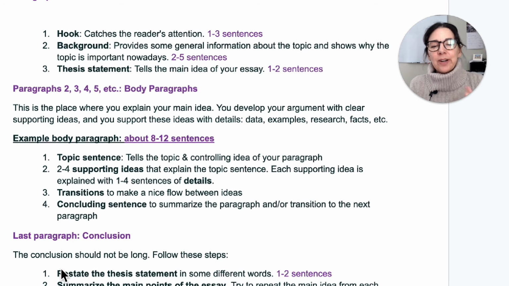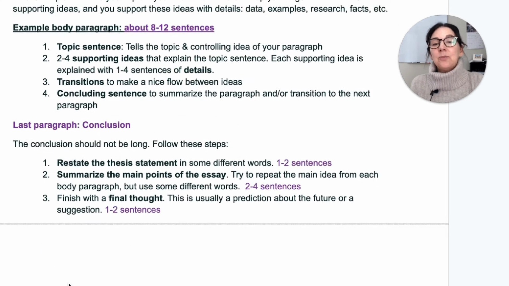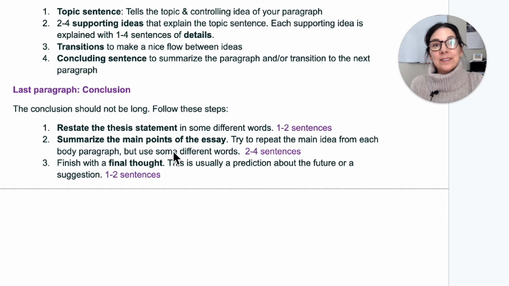And finally, your essay is going to finish with your conclusion paragraph. And the conclusion paragraph should not be long, and you should follow these steps. Number 1, restate the thesis statement in some different words. So go back to your introduction paragraph. The last sentence of your introduction paragraph is your thesis statement. Now you're going to repeat that thesis statement at the beginning of your conclusion, but try to use some different words.